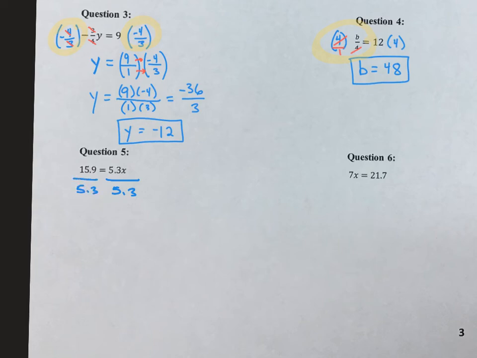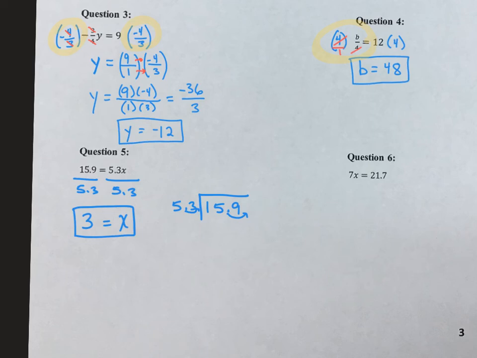So in this case, 5.3x divided by 5.3 is x. 15.9 divided by 5.3, I know that that is 3. So x equals 3. If you do not have a calculator and you do not know that off the top of your head, you need to go ahead and do that long division. 15.9 divided by 5.3. Remember, move over that decimal, move over that decimal.